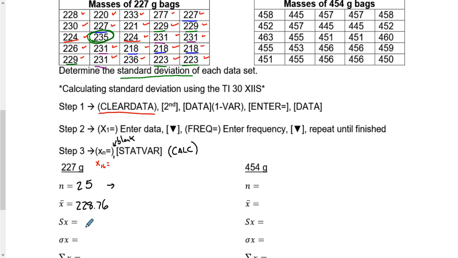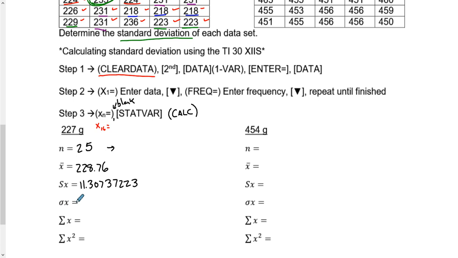I press over again, and I get this Sx. So 11.30737223. Then I go over again. I see the sigma x. So 11.07891691.